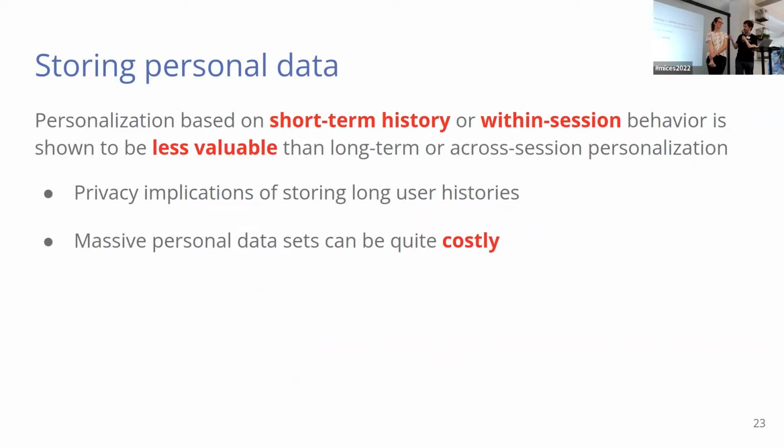And then you have as well technical reasons, difficulties for storing personal data. First, it can be expensive. It has been shown by some papers that it works better if you have a long history, but obviously long history comes with cost, because storing personal data will be quite costly in that case. And as well, the more history you store, the more privacy issues you have.